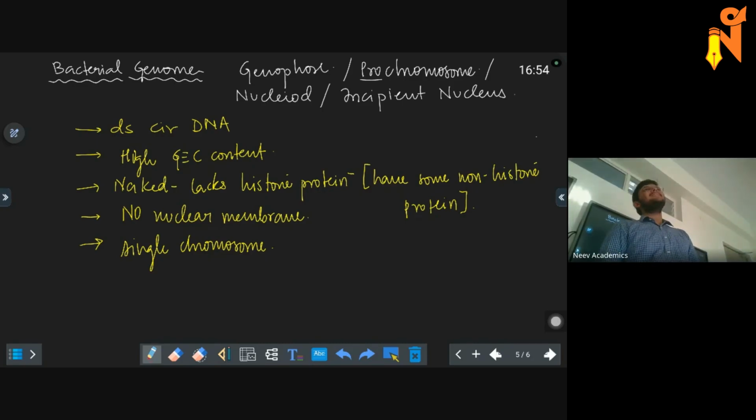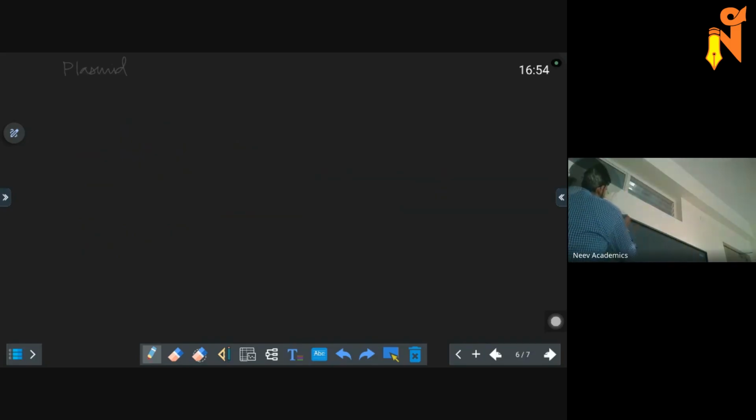Other than the bacterial genome, the bacterial cell has some extra chromosomal material. Extra chromosomal material means another DNA molecule apart from this DNA molecule. That DNA molecule is called a plasmid. So the next topic is plasmid. If I define plasmid, it is a double-stranded circular DNA, which is an extra chromosomal material present inside the bacterial cell.